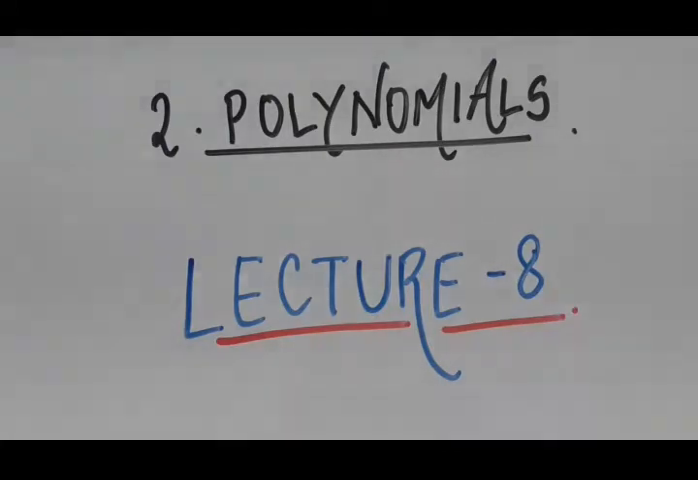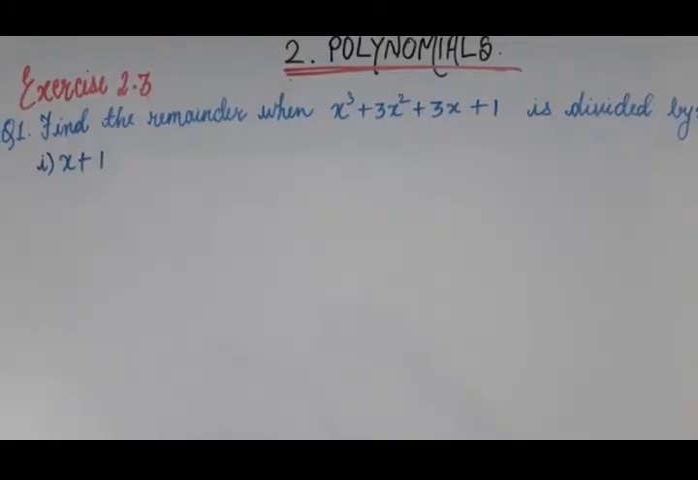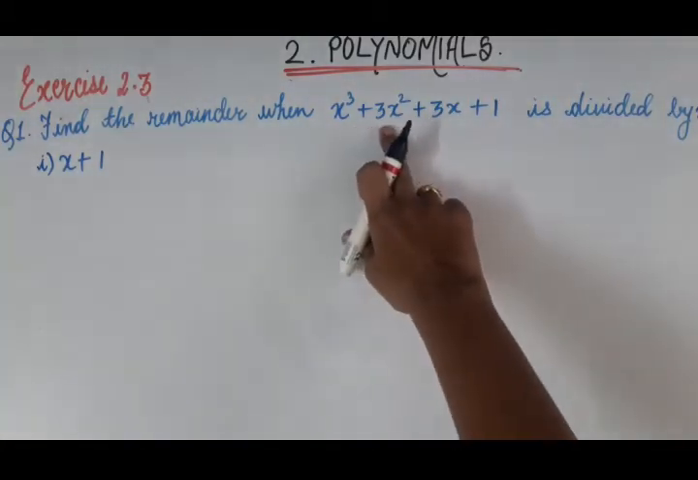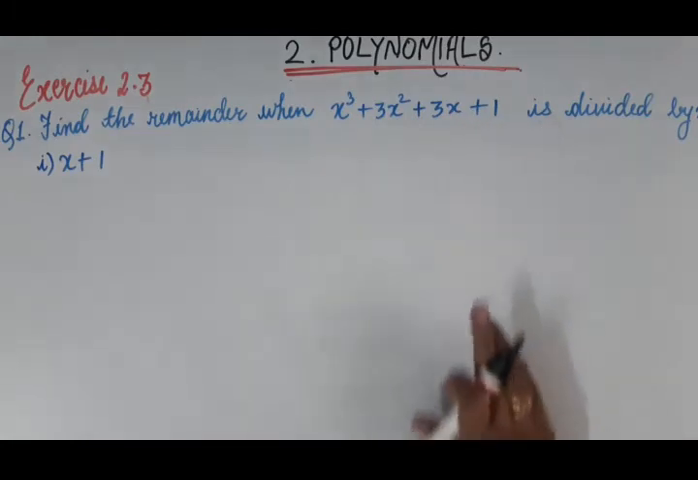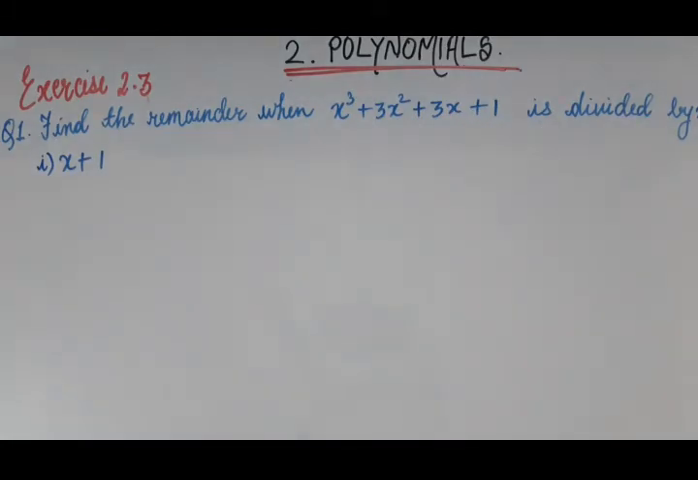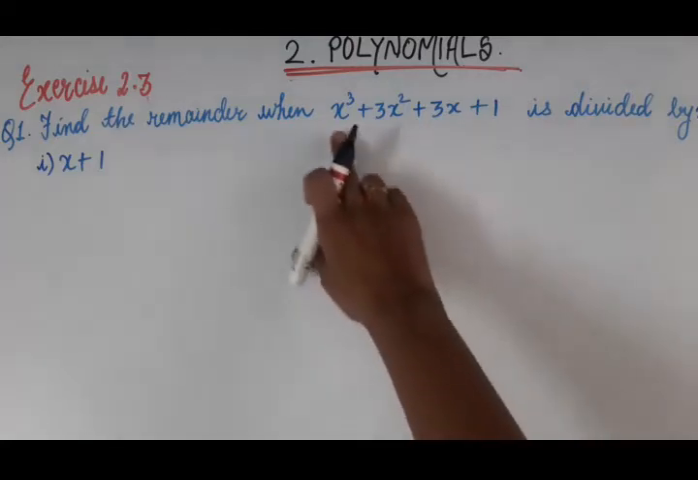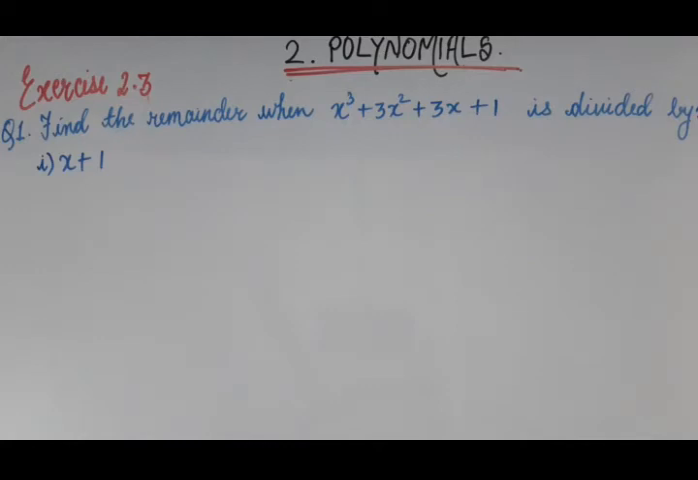Okay, so we will begin with the next exercise, that is exercise 2.3, and let me write question number 1 for it. The question is, find the remainder when x cube plus 3x square plus 3x plus 1 is divided by x plus 1. So we have to find the remainder when this dividend, x cube plus 3x square plus 3x plus 1, is divided by x plus 1. That means x plus 1 is your divisor and this polynomial is your dividend, and we have to find the remainder. For this question, let us use both the methods.